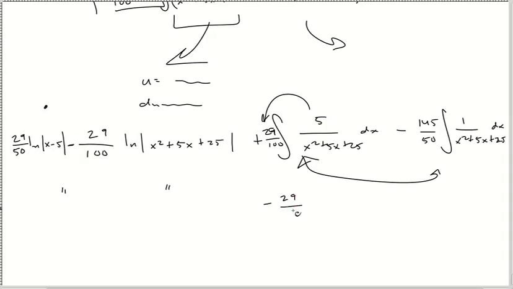So this is the same, and now I'm going to combine these two together to make negative 29 over 20 integral of 1 over x squared plus 5x plus 25 dx. Wow. Now we just got to solve this and everything should be done. Plus c, walk away. How do we solve this one now?